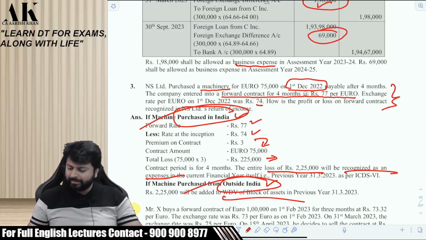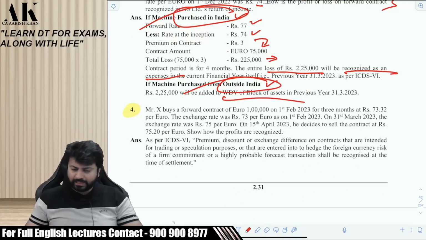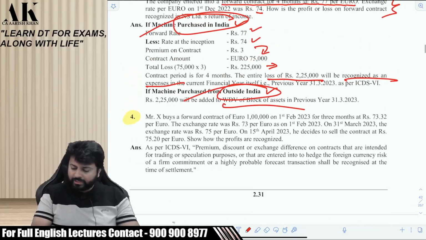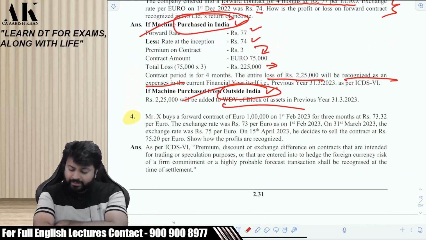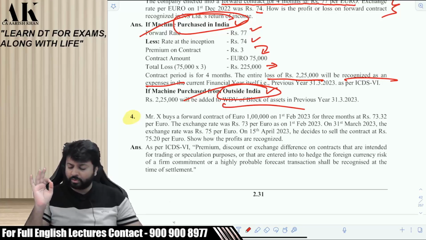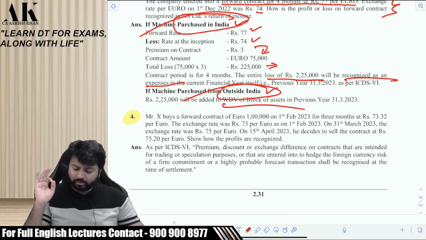Now, one last point I am explaining directly from the textbook. I have not explained this in the previous questions. So, I am reading this particular question and explaining what is written in this concept from here only. Mr. X buys a forward contract of euro 1 lakh on 1st Feb 2023 for 3 months at rupees 73.32 per euro.